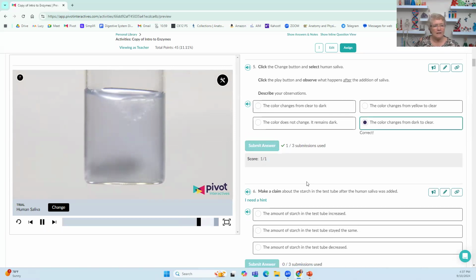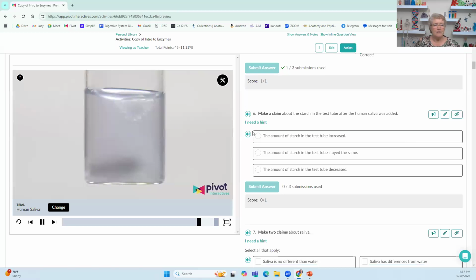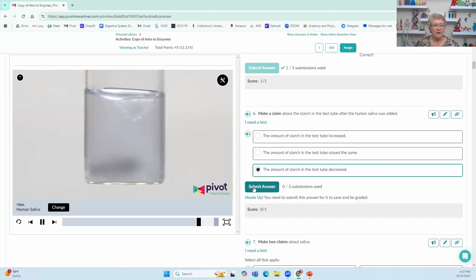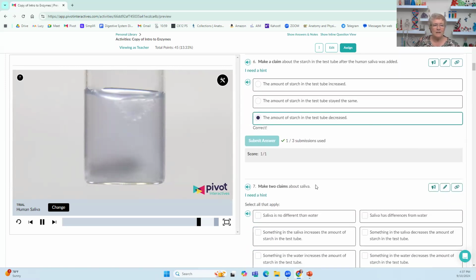So now make a claim about the starch in the test tube after the human saliva was added. Since it's not blue anymore, and the IKI is blue in the presence of starch, now we can assume that the starch in the test tube decreased. We don't have as much in there. We don't really have any in there because it's clear again. So that is correct.